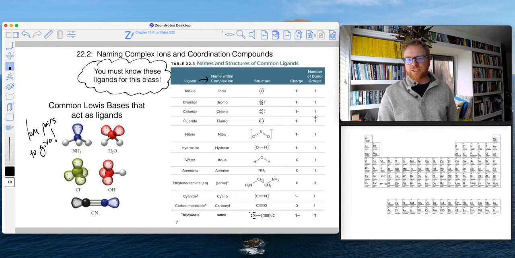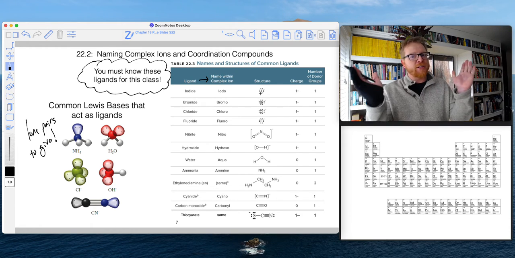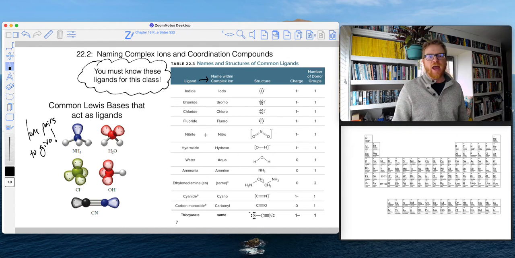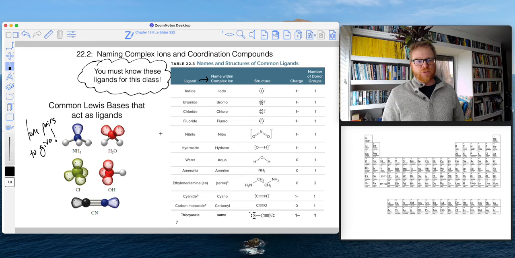And we're going to flesh this out in more detail soon, but this number of donor groups means that it only forms one coordinate bond per ligand. So you're not going to see one individual iodine make 2 bonds, right? It's only going to make 1 bond, okay? So now nitrite, which we remember is NO2 minus. That makes a good ligand, and we call that nitro.